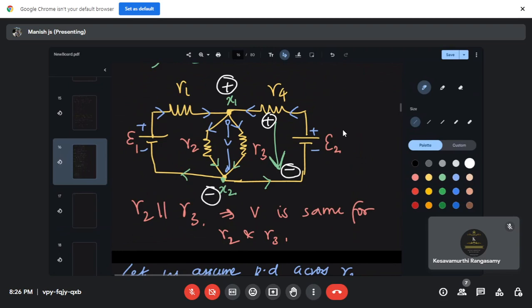So you first mark this. You try to understand this first. We have understood that R2, R3 are in parallel. Potential across them are the same. And the potential terminals also we are trying to mark. X1 is positive, X2 is negative. Why? Because current is passing vertically downwards. Therefore, X1 has to be positive, at a higher potential, and X2 should be at a lower potential. That is what we have marked.